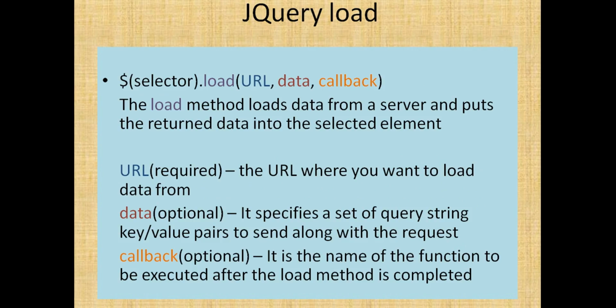Let's look at the jQuery load method. The load method loads data from a server and puts the returned data into the selected element. The first parameter, that's the URL, is a required parameter. It is where you want to load data from. The second parameter is data. It's an optional parameter. It specifies a set of query string key value pairs to send along with the request.